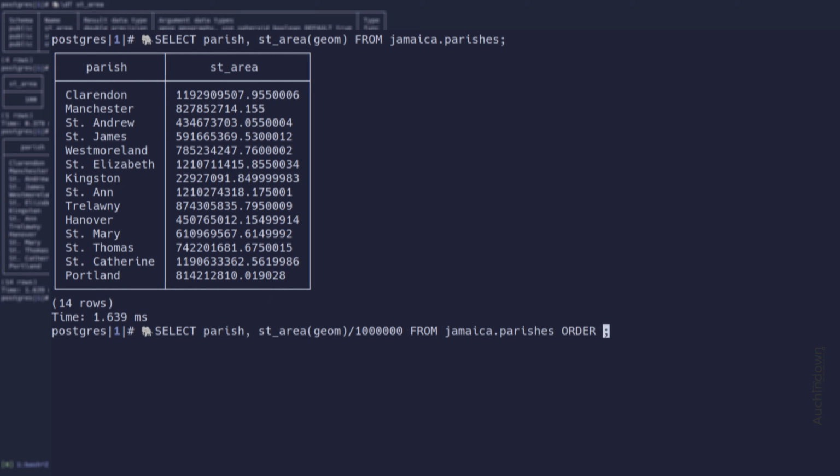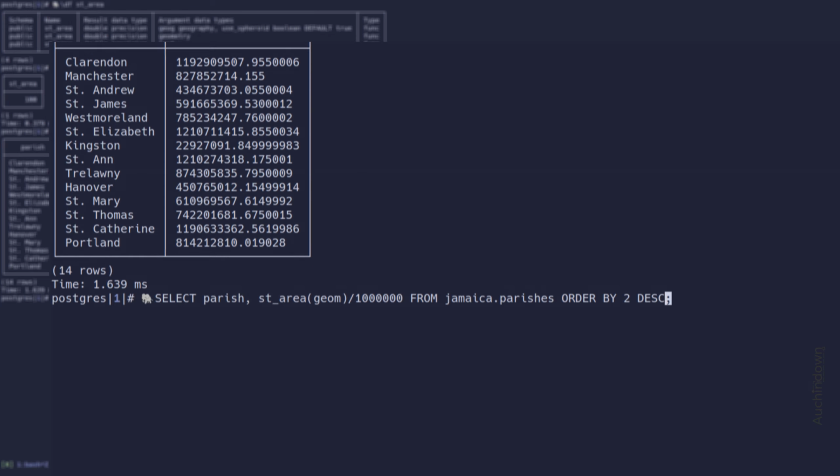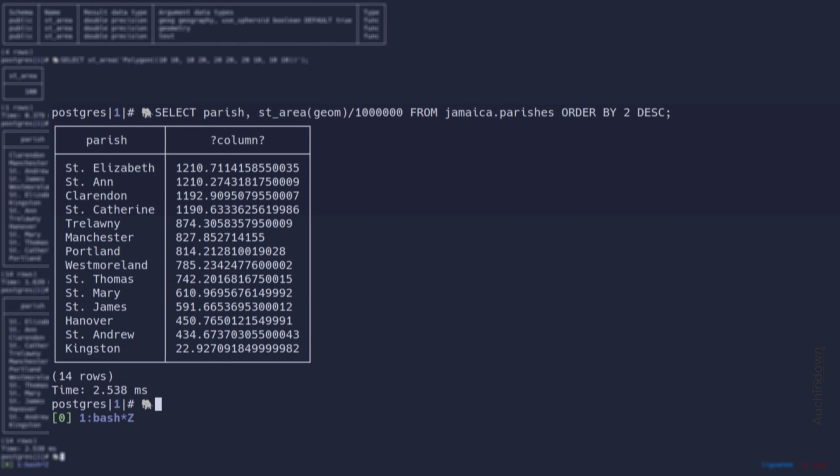We will also order it by the area, starting with the largest first. Alright, so Kingston is by far the smallest parish, and Saint Elizabeth and Saint Ann are neck and neck for first place. A question I used to ask is, does the area account for polygons with holes in them?